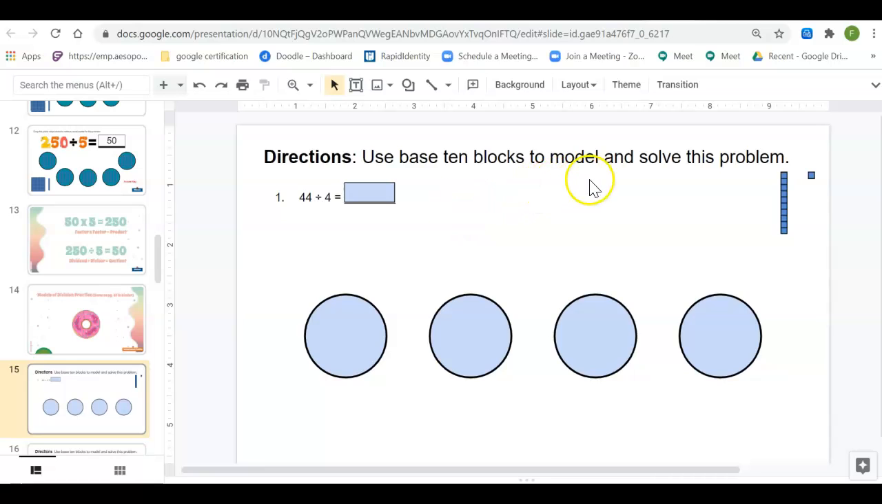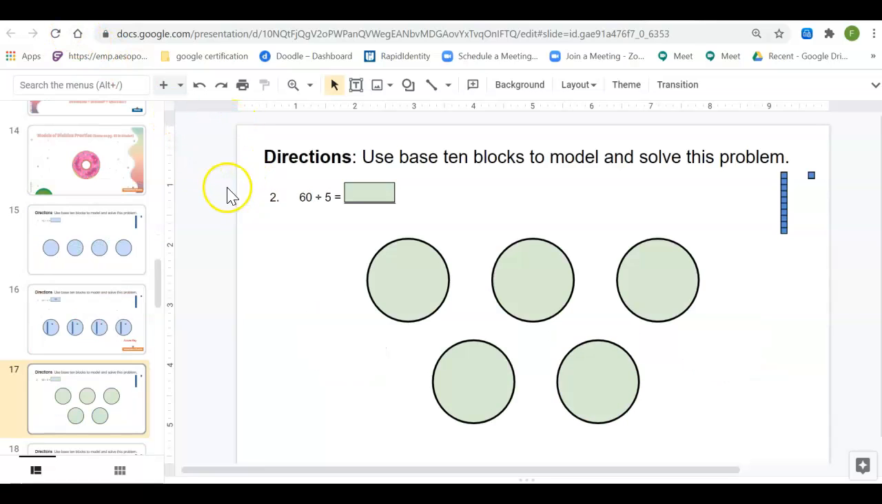You're going to be moving the base 10 blocks just like we practiced already. You're going to use the base 10 blocks to model and to solve this particular problem. And you've got 44 divided by 4 on the first one here. Same instructions for the second one, 60 divided by 5. You're moving the base 10 blocks over to represent this. So you've got 60 and you've got 5 circles. So you want to distribute 60 evenly. So every circle should have the same number.